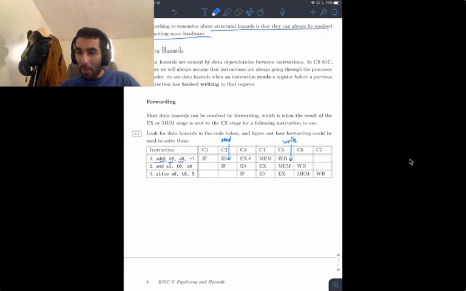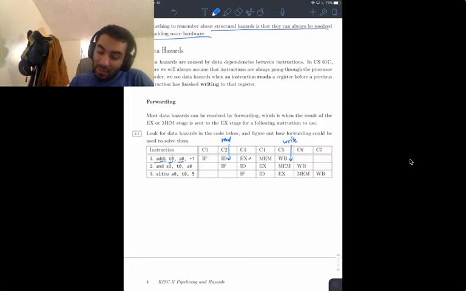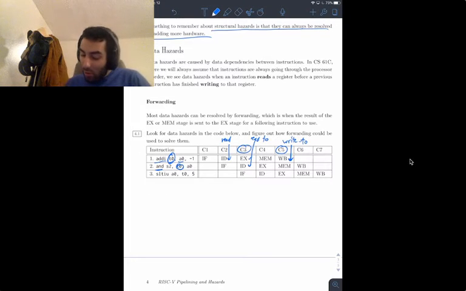Okay, what is the problem here? The problem here is that I am writing to T0 all the way down here in cycle 5. However, this AND instruction is going to attempt to read from T0 in what cycle? In cycle 3. So clearly, what was the problem here? The problem here was that T0 was not updated in time.